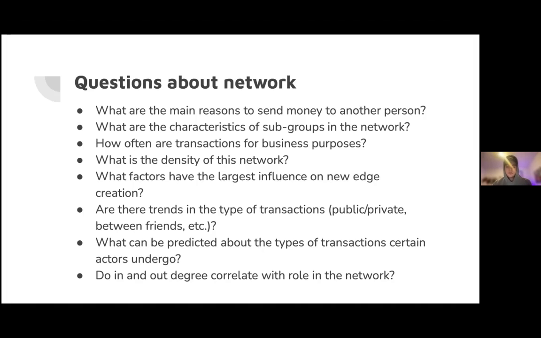There are many recurring transactions. We'll talk about this later, but many people use Venmo to pay rent. And so we want to see if these kind of recurring transactions and connections between people can be used to find insights about the network. And then lastly, we also want to find some metrics about the network, such as the density and the centrality of users.